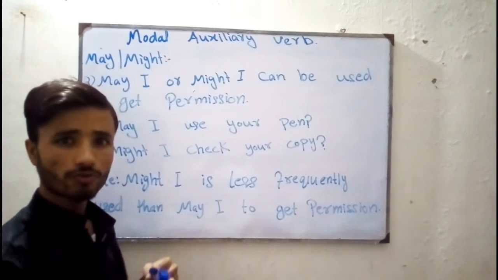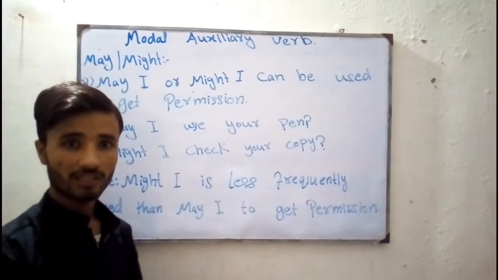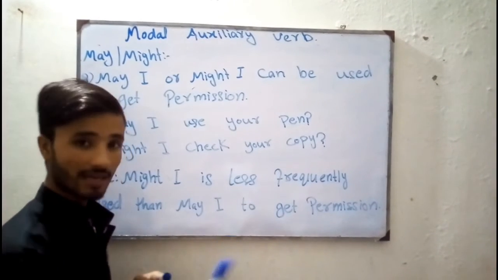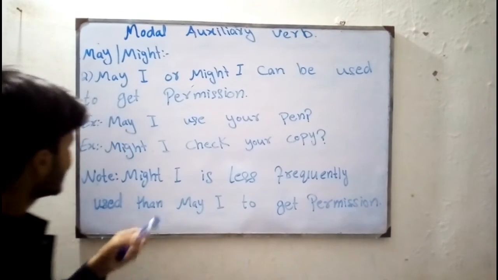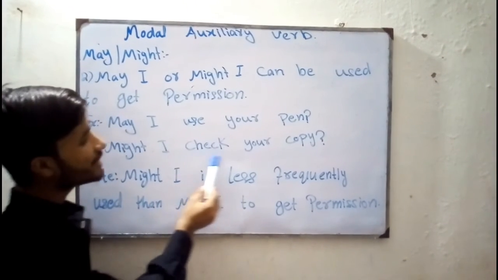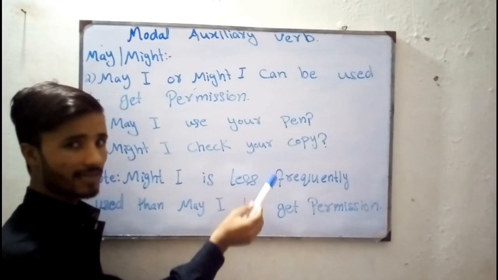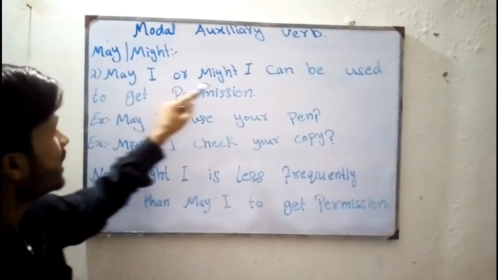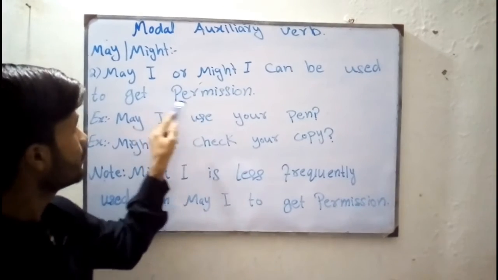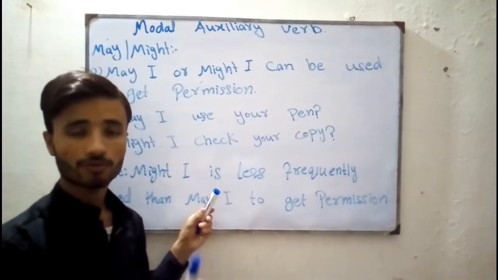हम इजाजत चाहते हैं किसी से किसी चीज को इस्तेमाल करने के लिए. Now I want to get permission from someone, that can I use your pen? Is it possible for me to use your pen? Is it clear? See the second example. Might I check your copy? You can see in the step, may I or might I can be used to get permission. We can use both of them to get permission.